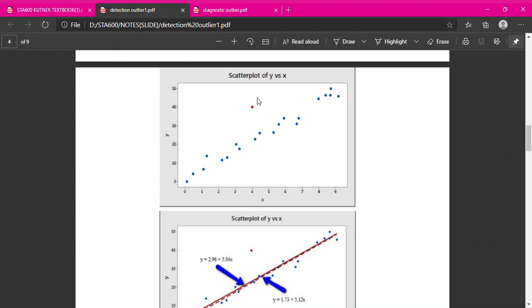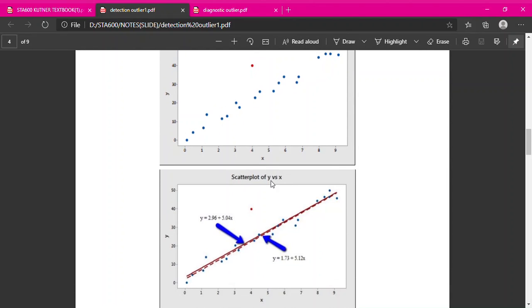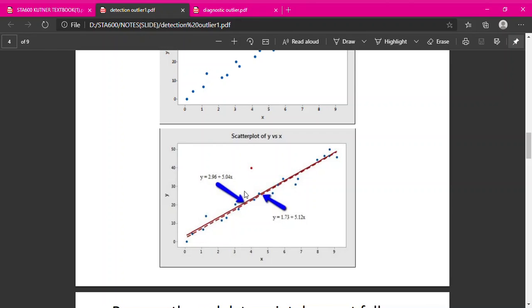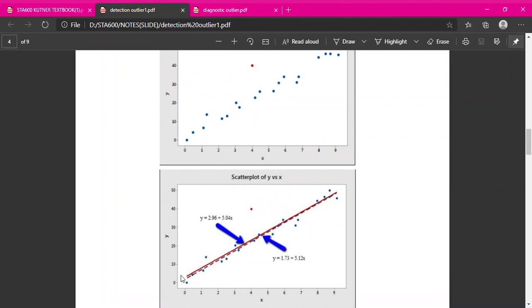Okay, kalau outlier ataupun high leverage point, kita check pula outlier atau high leverage point ni influential ke tidak untuk kita remove daripada data. So sekarang ini adalah outlier, so kita check pula outlier ni adalah influential observation ataupun tidak. So we look at this. Okay, bila tiada this point, dia punya regression function will be y equal to 2.96 plus 5. And then bila ada that point, so dia akan jadi y equal to 1.73 plus 5.12x. So ianya tak ada beza sangat, sikit saja berbeza.